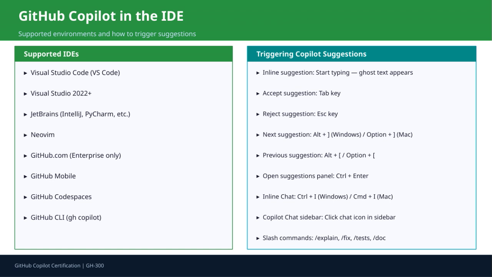Inline chat is accessible with Ctrl and I on Windows or CMD and I on Mac, while the Copilot Chat sidebar can be opened by clicking the chat icon on the sidebar. Additionally, /commands like /explain, /fix, /tests, and /doc let you interact with Copilot in more specific ways, enhancing your coding workflow. Overall, these flexible integrations and easy-to-use commands make working with Copilot seamless across different development setups.